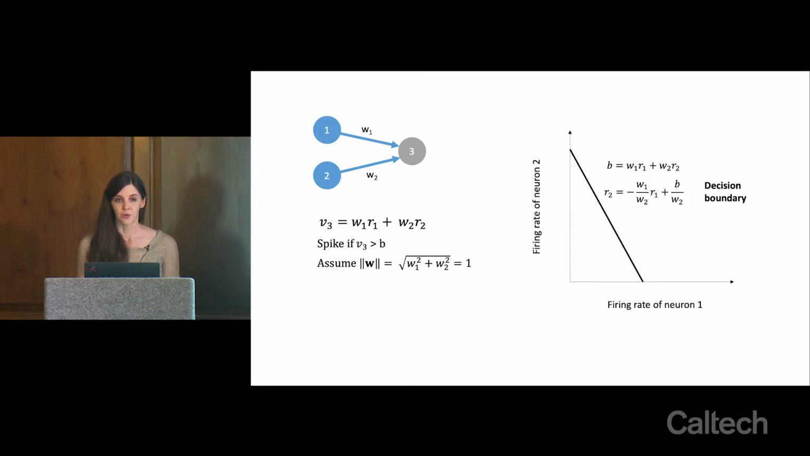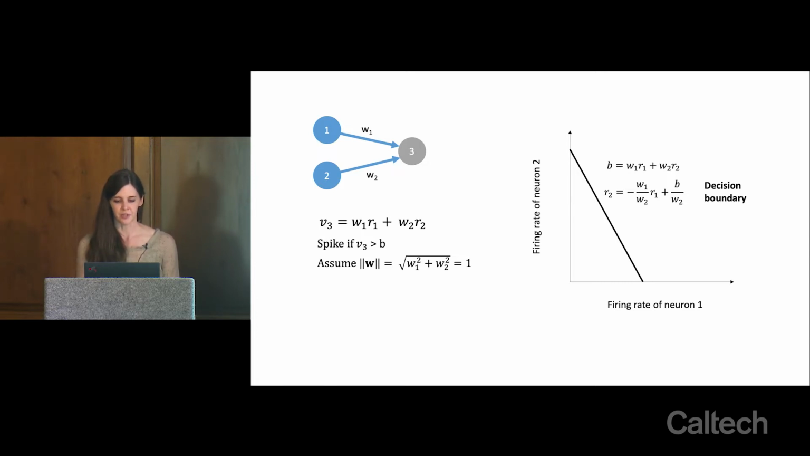If we take this equation, we can reorganize it to be in terms of a relationship between the firing rate of the first cell and the firing rate of the second cell. Now that we have this equation, it's of the form y equals mx plus b. We can plot it as a line in this firing rate space. This is what you could think of as the neuron's decision boundary.